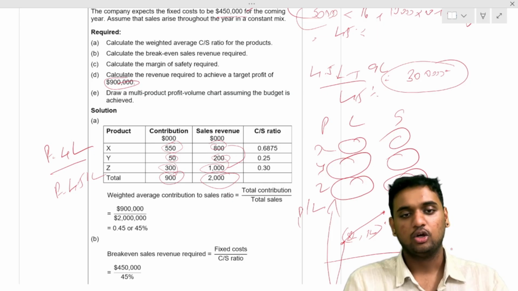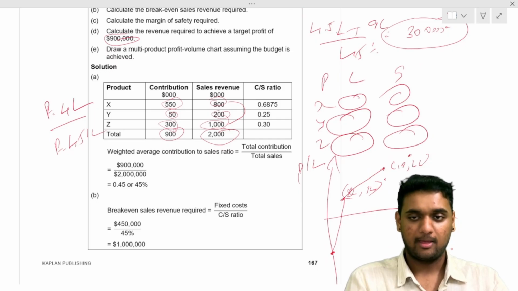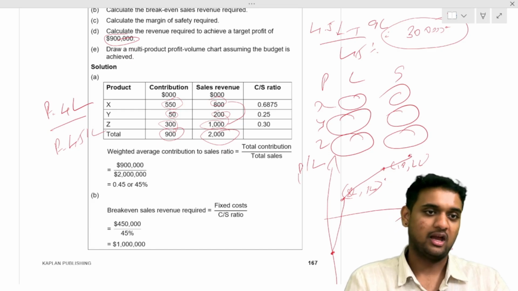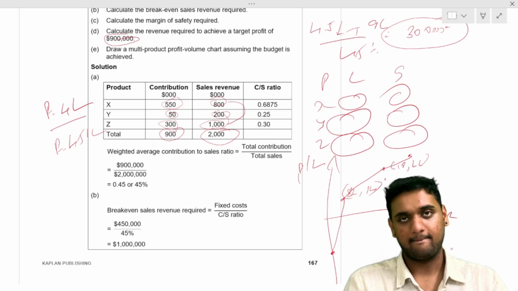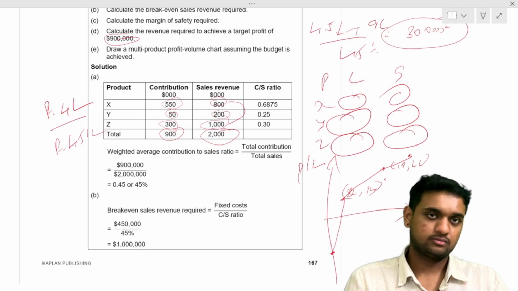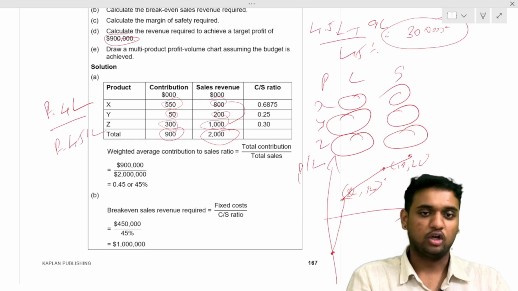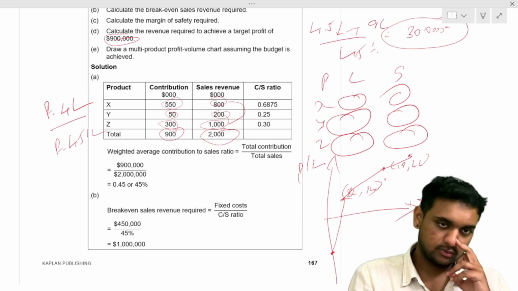So the next point is 20 lakhs, 4.5 lakhs. Draw a point there. Now join your point 3 and point 4. Join. 20 lakhs, 4.5 lakhs: the total contribution minus your fixed cost.